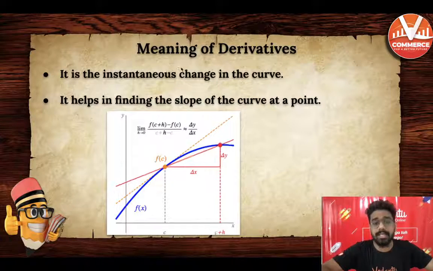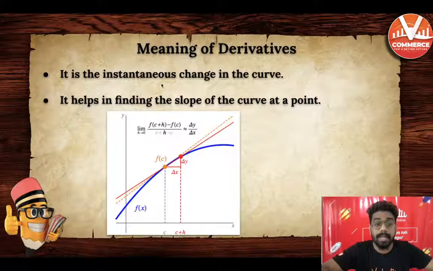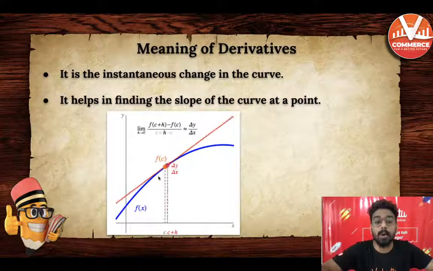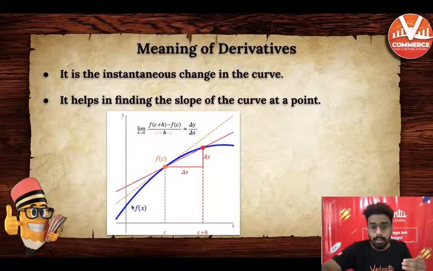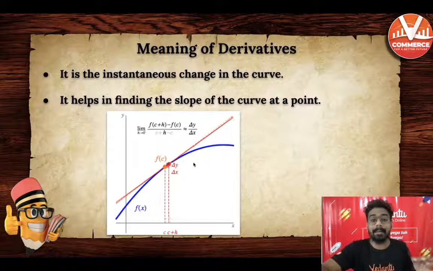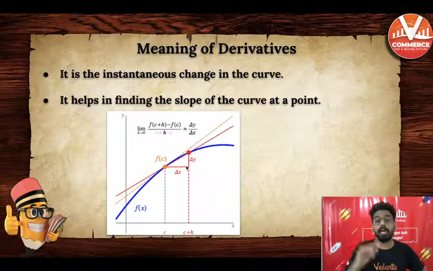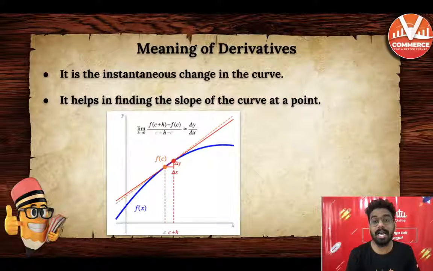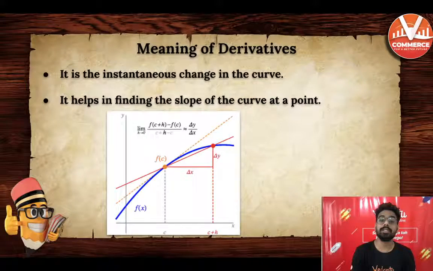Now this is the instantaneous change in the curve, and we represent it by dy by dx. It is useful in finding the slope of the curve at a point. The slope might be changing throughout the curve, or it might be constant. Only a straight line has a slope that does not change; for a straight line, dy by dx remains constant at all points.